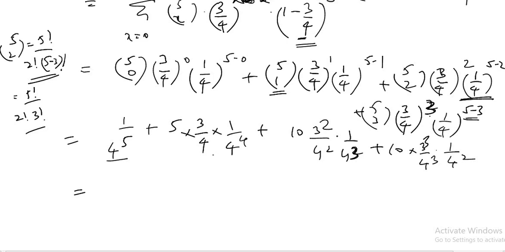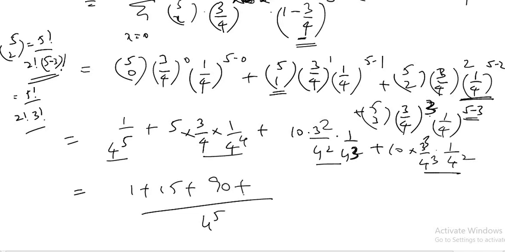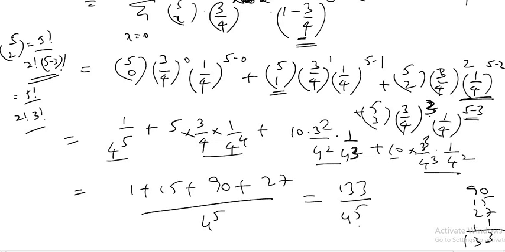Look here, 4 to the power of 5 everywhere. You can take 4 to the power of 5 as the LCM. Now here 1, plus 5 into 3 is 15, plus 10 into 3 square, 9 into 10 is 90, plus 3 cubed is 27, into 10, 270. Sum: 1 plus 15 plus 90 plus 270 equals 376? Let us total the terms as computed in class: 133 by 4 to the power of 5.